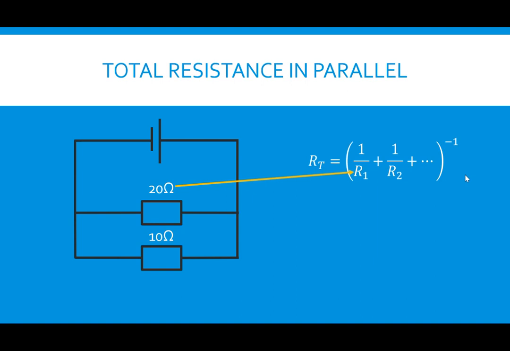So that 20 ohm is going to go in there. The 10 ohm is going to go in there. So when we do the substitution, we end up with this formula. We don't need to keep adding anything because we've got two resistors. So you're going to have two terms in the formula. And we raise that to the power of minus 1.